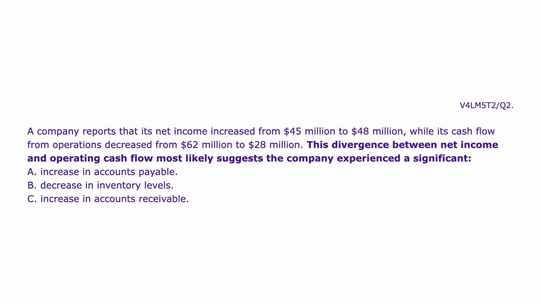A company reports that its net income increased from $45 million to $48 million, while its cash flow from operations decreased from $62 million to $28 million. This divergence between net income and operating cash flow most likely suggests the company experienced a significant A. Increase in accounts payable, B. Decrease in inventory levels, C. Increase in accounts receivable.